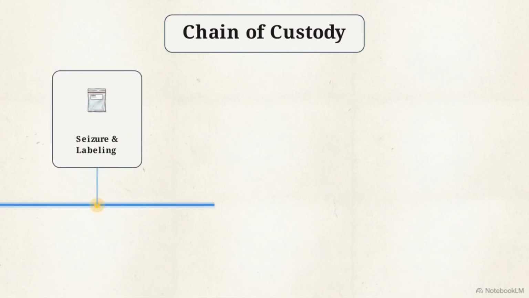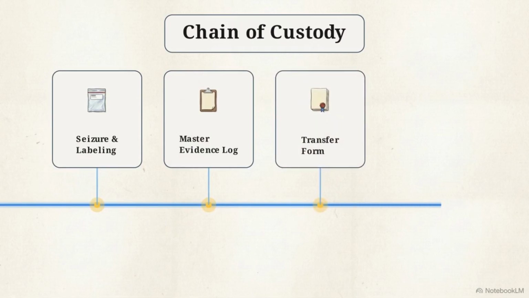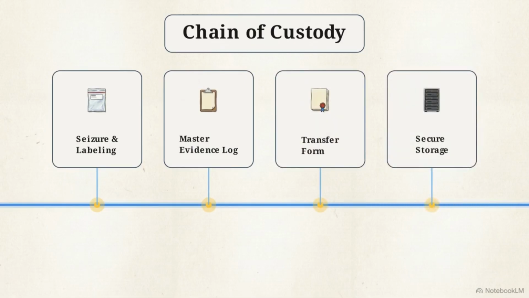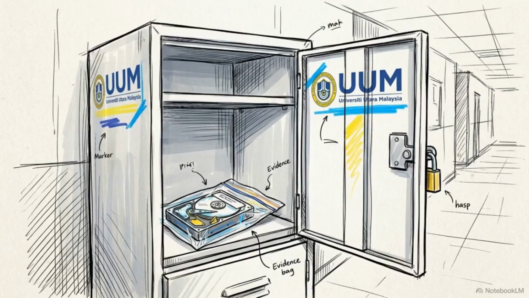A perfect hash guarantees integrity, but authenticity requires a chain of custody. This timeline tracks the evidence from the moment it is bagged at the scene through physical transfer logs and onto a secure server. A verifiable signature is required at every single point of contact. A mathematically flawless hash value means nothing to a judge if an undocumented gap in the chain of custody creates reasonable doubt about who had access to the device.